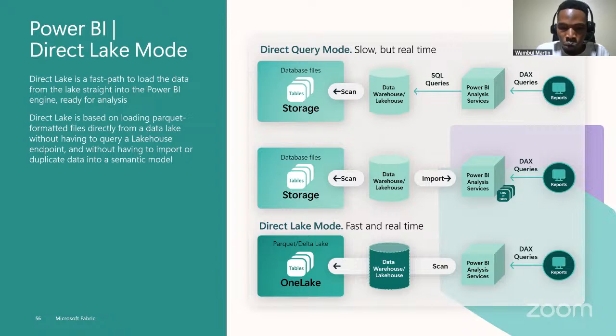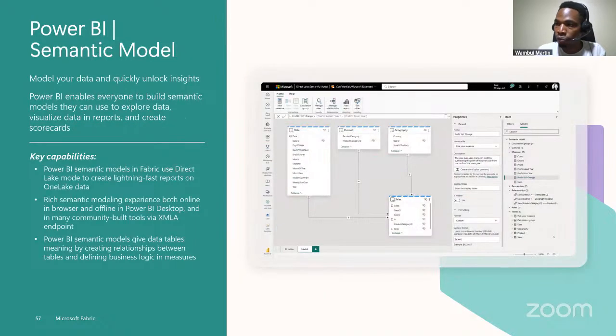So the next thing we are going to see is something we call a semantic model, and I touched a bit on it. This is the model you create that connects your dataset so that you can unlock your insights quickly. Power BI semantic models use that Direct Lake mode we just talked about, and when you build your model in the right way and connect your data, you can view your insights in a very easy way. Semantic models give data tables meaning by creating relationships between tables and defining business logic in measures.